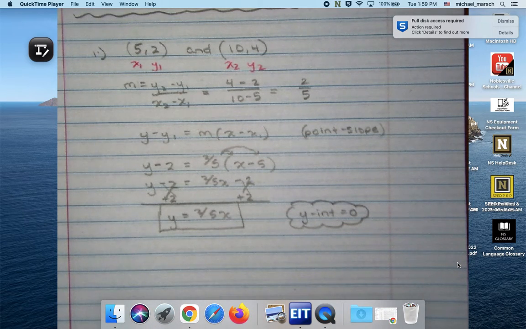Ta-da! Who's excited? Me. Kind of, ish. The -2 and the 2 cancel out, so there's no y-intercept. So that tells me that the line is going to go through the origin. Yeah?